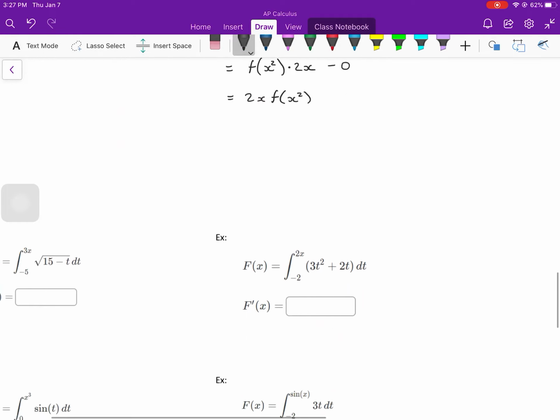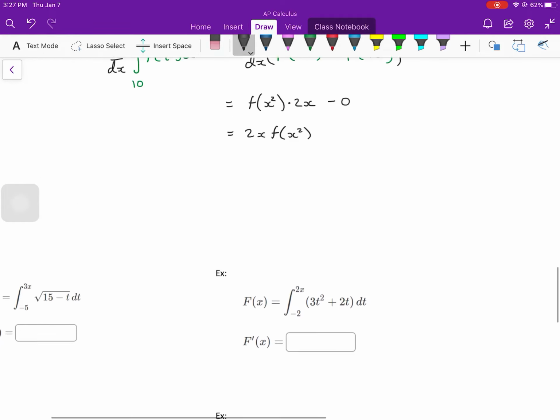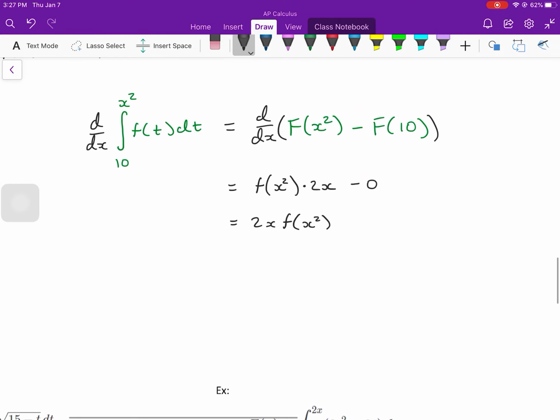Now check this out. And I don't think we have this in this assignment, but I've seen this on AP. Very rare, but they might ask it. What if our bounds both had x's?